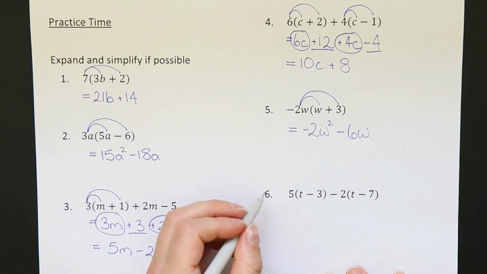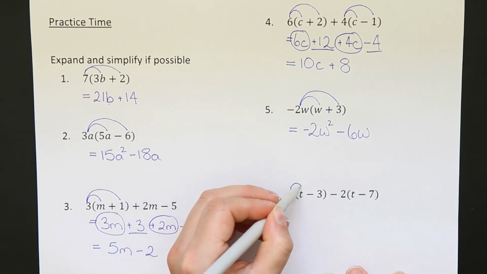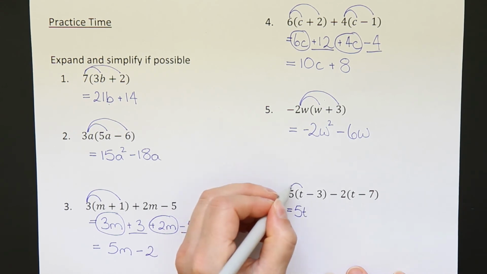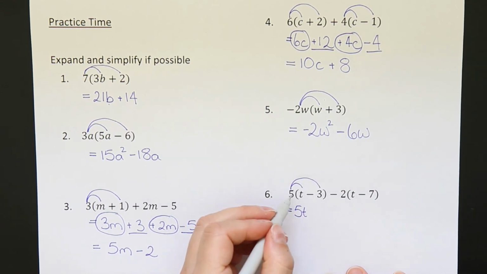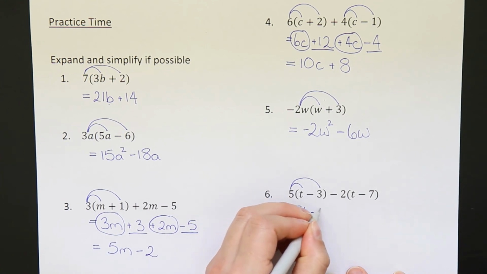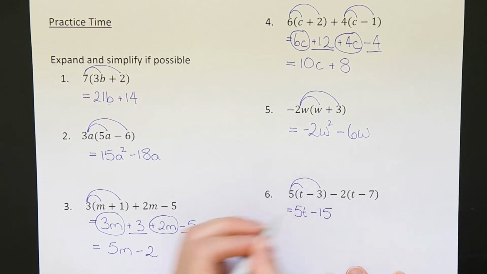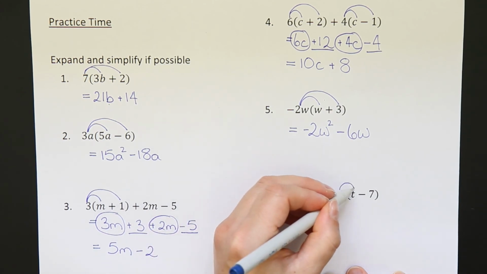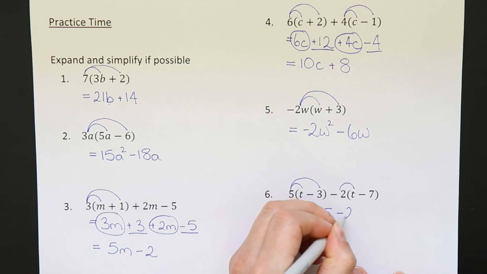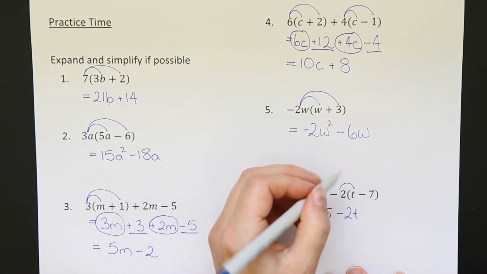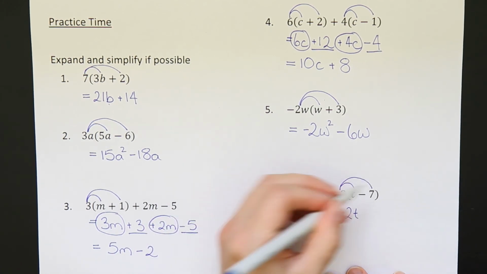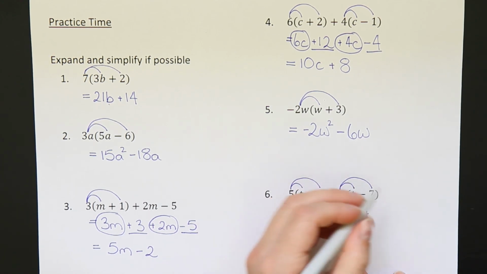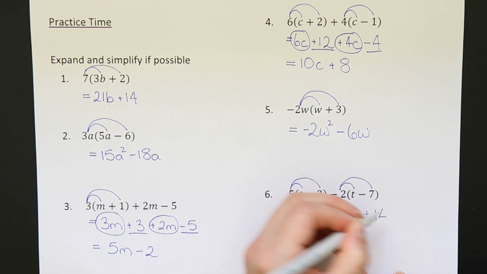Lucky last question. 5 times t is 5t. 5 times negative 3. 5 3s are 15, so negative 15. Second bracket, minus 2 times t. Just put them together. Minus 2t. And minus 2 times a minus 7. 2 minuses multiplied will make a plus. 2 times 7 is 14.